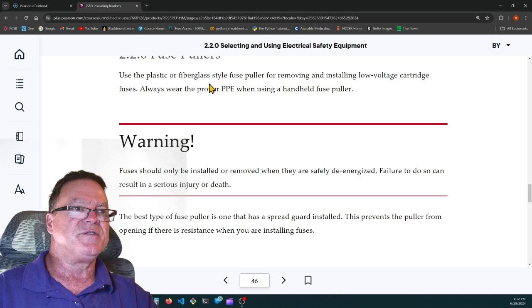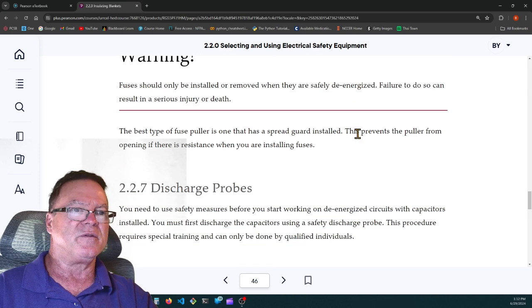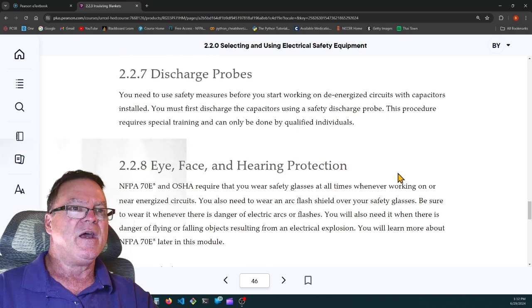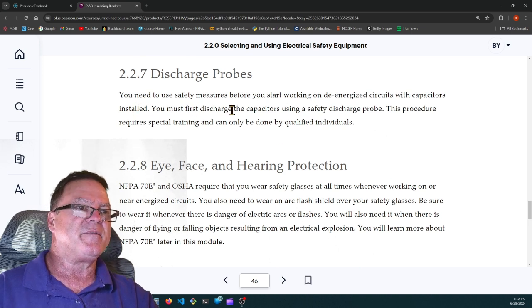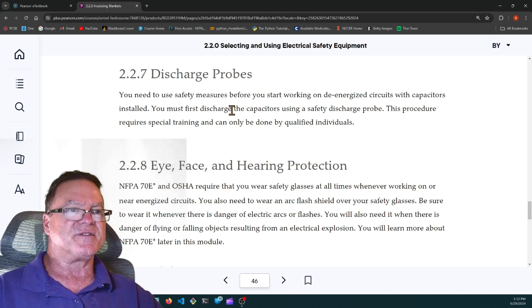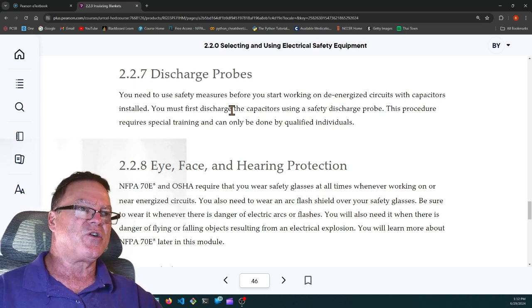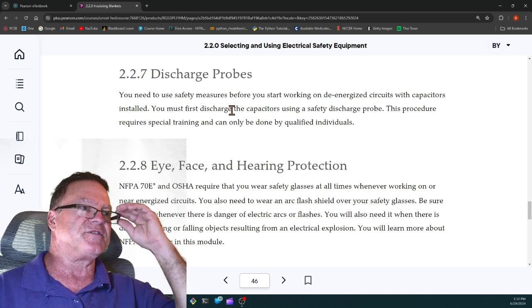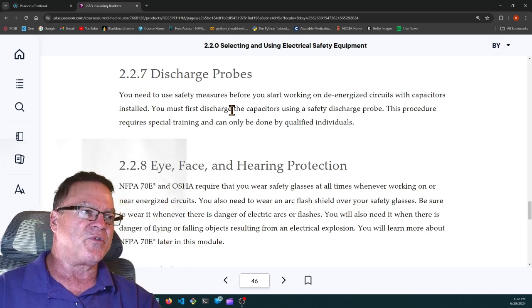Fuse pullers. Use the plastic or fiberglass style fuse puller for removing and installing low voltage cartridge fuses. Always wear the proper personal protective equipment when using a handheld fuse puller. Discharge probes. You need to use safety measures before you start working on de-energized circuits with capacitors installed. You must first discharge the capacitors using a safety discharge probe.